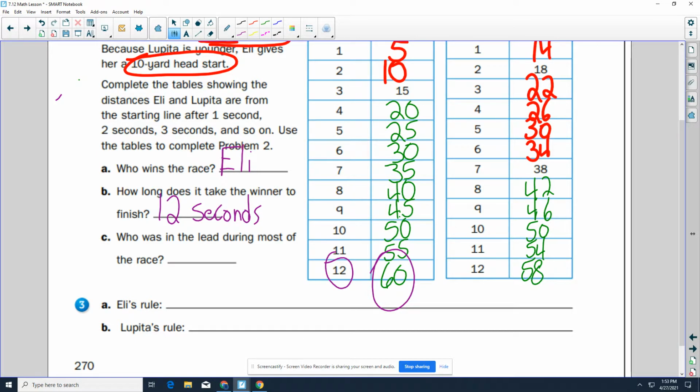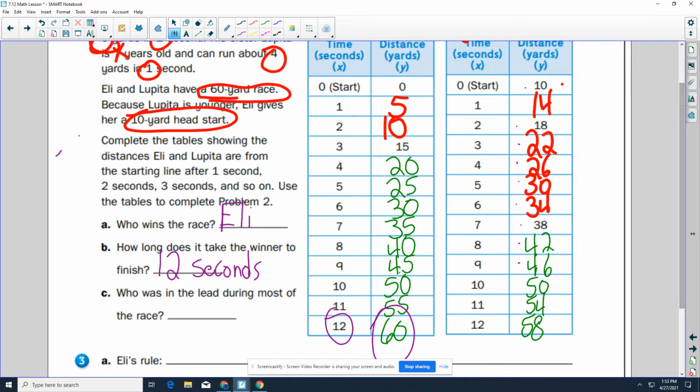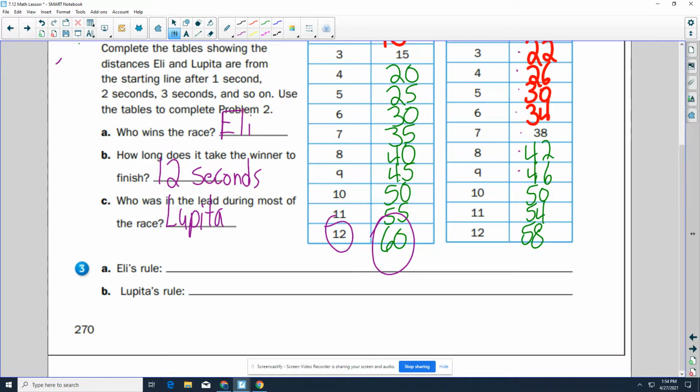Who was in the lead during most of the race? So that's interesting. We got to look and compare here. So when I look here, Lapita's in the lead. She's in the lead, she's in the lead here. Here they're tied, and then Eli took over. And if we go all the way back up to the top, remember Lapita started out ahead. So Lapita led most of the race, and then Eli probably took off at the end, or sped up to beat her. So hopefully you have those same answers, and if not, then make sure you check that.